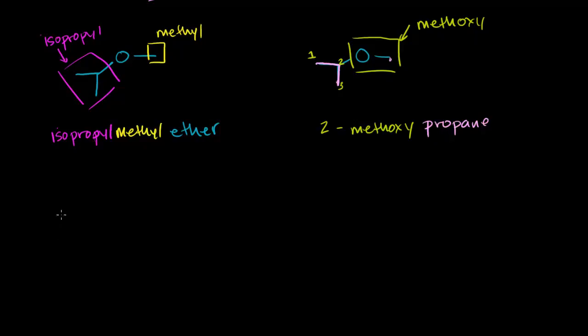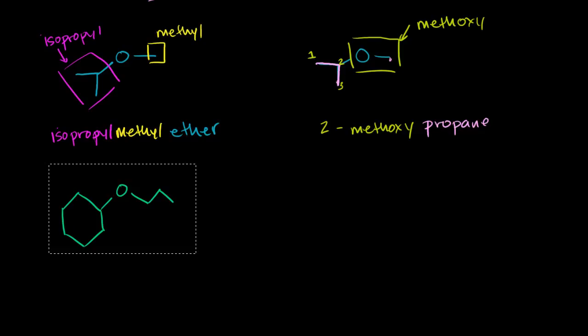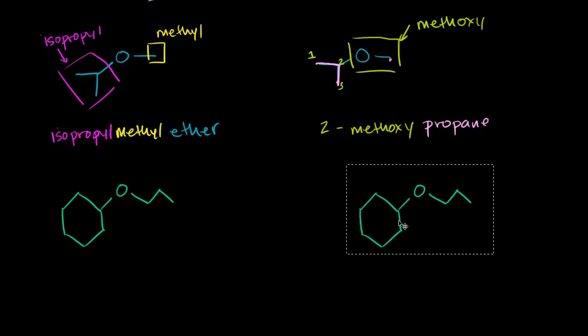So let's put a ring over there. And then that's attached to an oxygen. And then we have another carbon chain right here. And then we have another carbon chain right there. Let me just copy and paste that so that I don't have to redraw it. All right. So let's do the common name first. That always tends to be a little bit more fun.